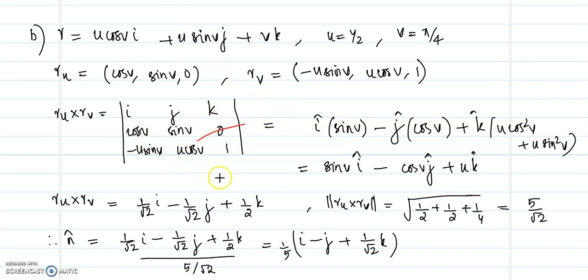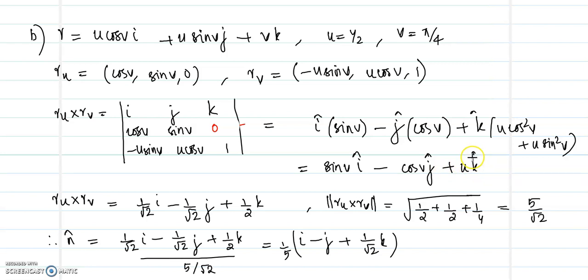Therefore ru cross rv will be sin v i minus cos v j plus u k. So that is the value of ru cross rv. Now substituting the values for u and v, sin pi by 4 and cos pi by 4 are both 1 by root 2. So we will get 1 by root 2 i minus 1 by root 2 j plus 1 by 2 k.